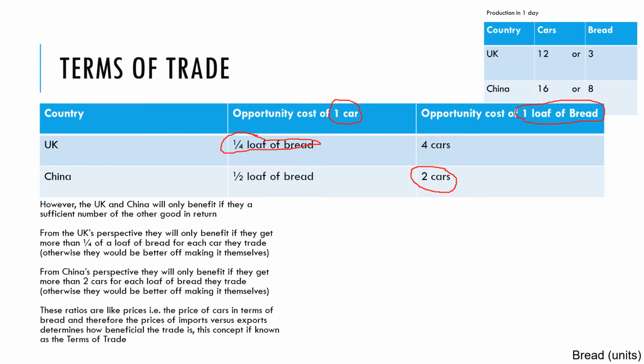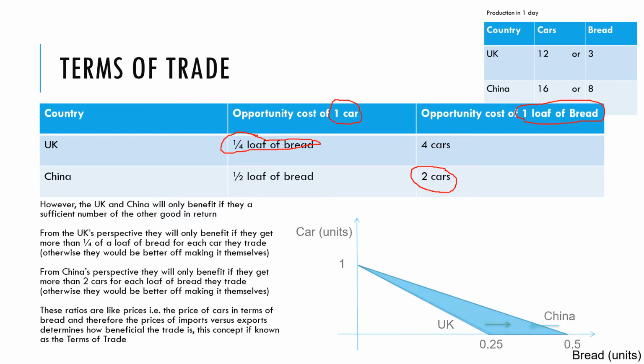And these ratios, 1 car for a quarter of a loaf of bread and 1 loaf of bread for 2 cars, are like prices. The price of cars in terms of bread and therefore the prices of imports versus exports. So the concept of the price of imports versus exports determines how beneficial trade is. And this concept, this relationship, the ratio of export prices to import prices, is known as the terms of trade.